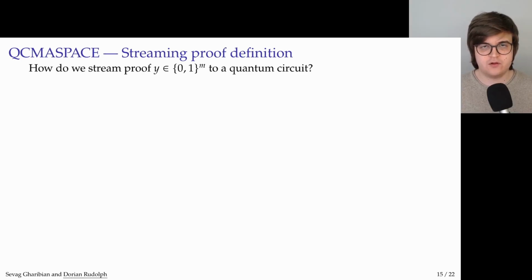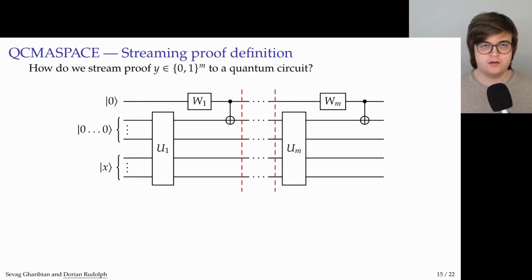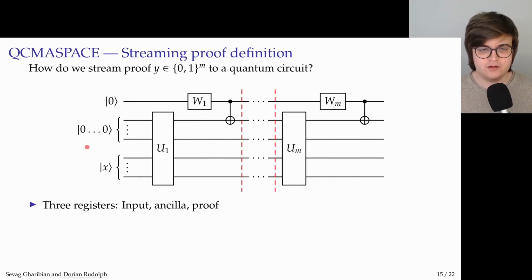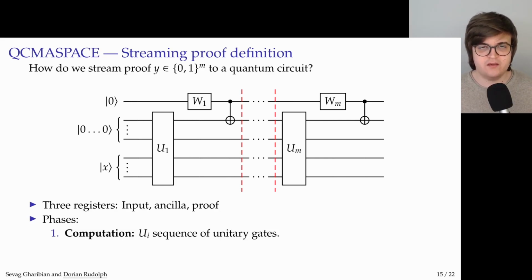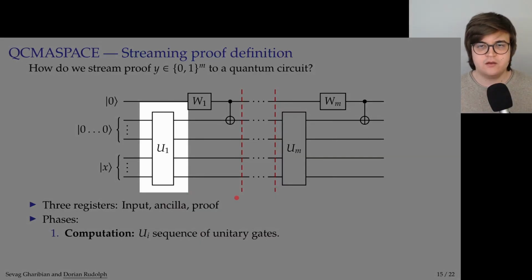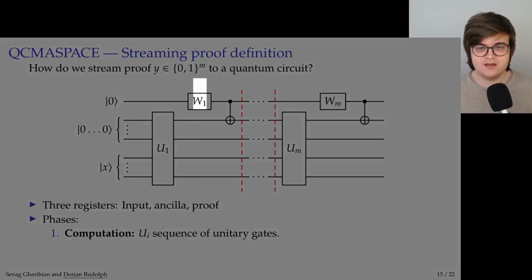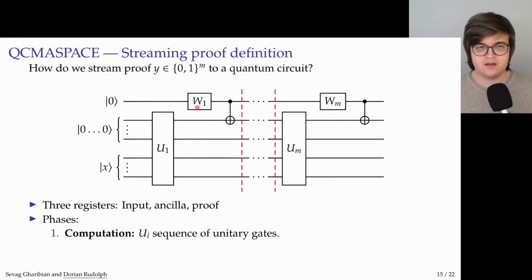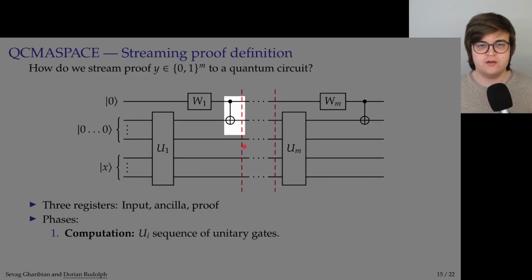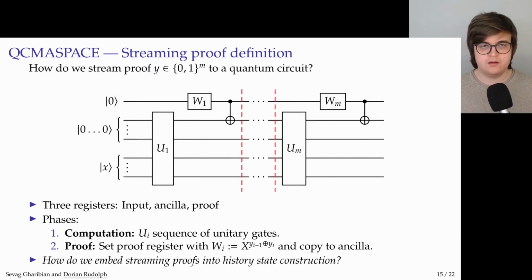Next, we'll define the notion of streaming proofs. One may ask, how can we stream a proof to a quantum circuit? For that, we implement the circuit here. It has 3 registers: input, ancilla, and proof. And it operates in phases. In the computation phase, it applies unitaries without touching the proof register. In the proof phase, it sets the proof register with gate W_i by applying X if necessary. The proof bit is then copied to ancilla space. But how do we embed streaming proofs into the history state construction?